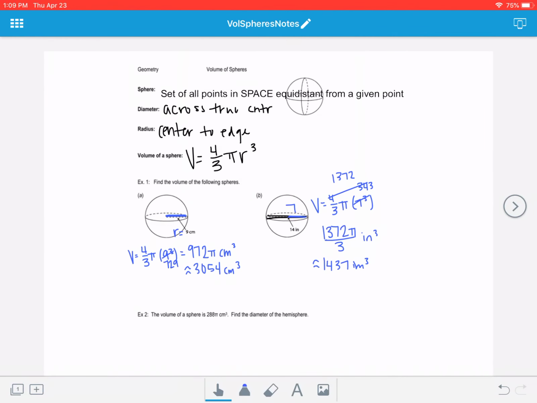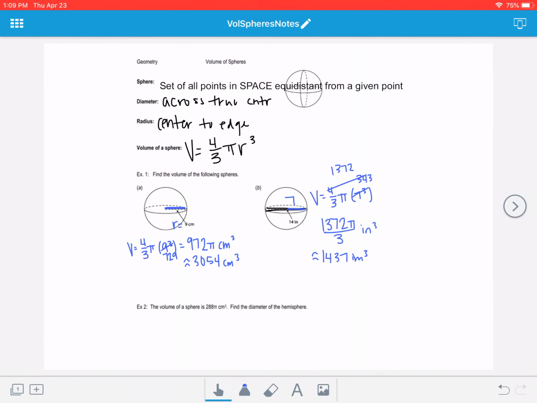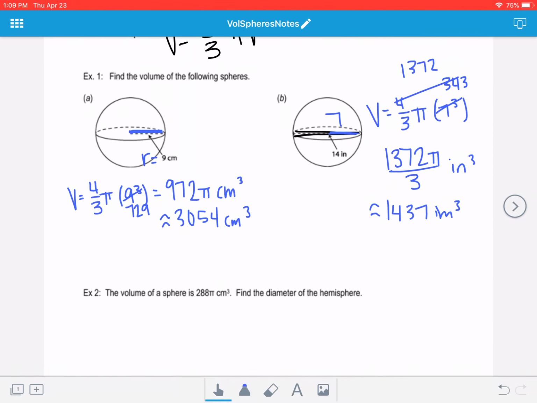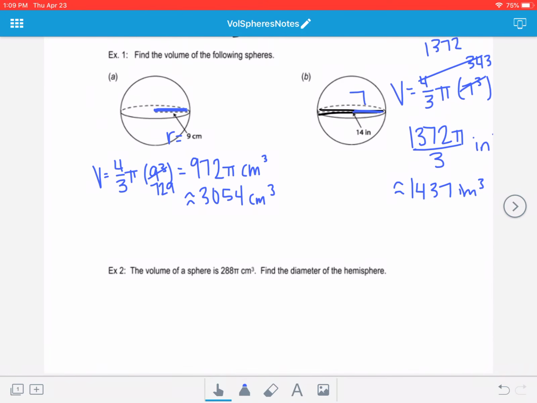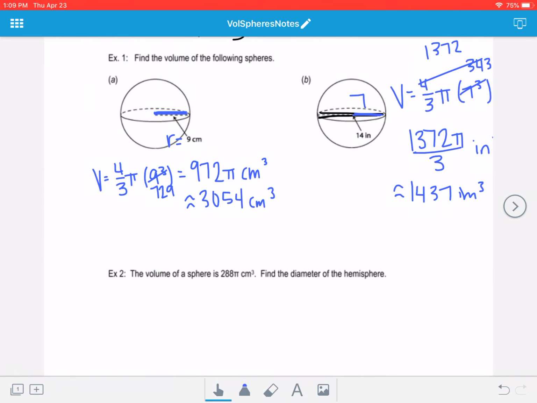Good stuff. Last one here. Number 2 there on the bottom says the volume of a sphere is 288 pi cubic centimeters. Find the diameter of the hemisphere. Well, the diameter of the hemisphere is going to be the same as the diameter of the whole sphere. A hemisphere is just being cut in half. They're giving us the volume here, so we're going to have to work this thing backwards.